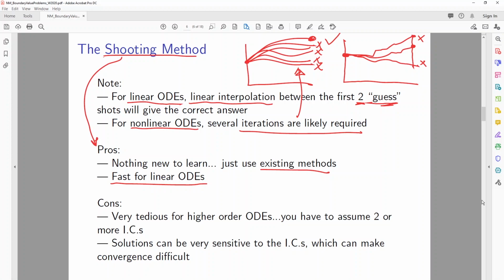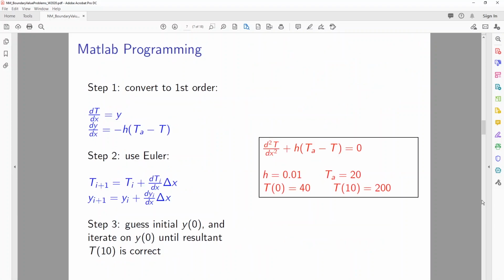But of course, if it's not linear, and if it's a higher order ODE, we've got some problems. It can be very tedious. For example, if we have a third order ODE, then we're going to have to assume a whole bunch of different initial conditions. And the solutions can be very sensitive to the initial conditions, in the sense that it can be difficult to converge if we have a bad guess. So there are some downsides to the shooting method, but there are some pros as well. Just like all the other numerical methods in this class, there are pros and cons, and as engineers, we need to know when to apply these and when to avoid them and use other methods.